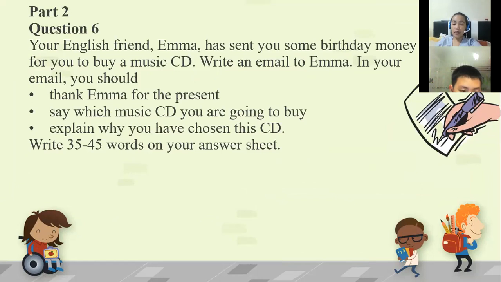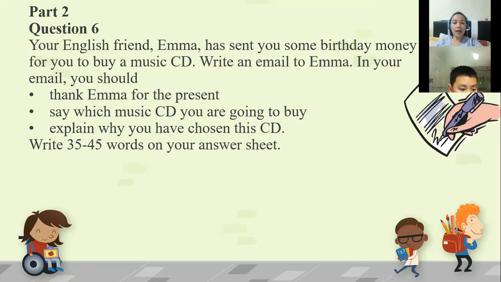Question six. Your English friend Emma has sent you some birthday money for you to buy a music CD. You know what a CD is, right? Yes, I do. So you're going to write an email to Emma. In your email, you should thank Emma for the present, say which music CD you're going to buy and explain why you have chosen the CD. You have 35 to 45 words. You can answer in the chat box, okay? I will be waiting because this is reading and writing.